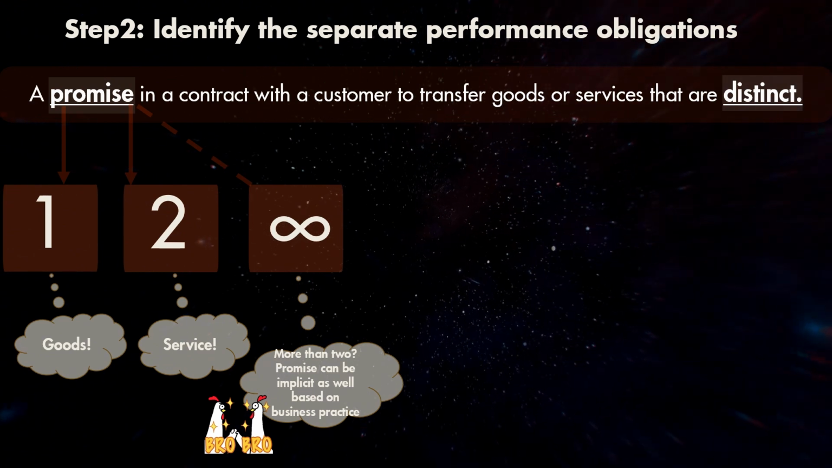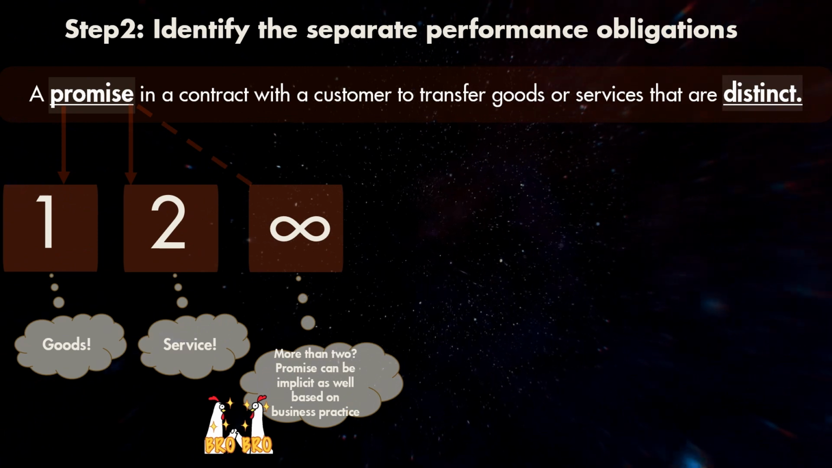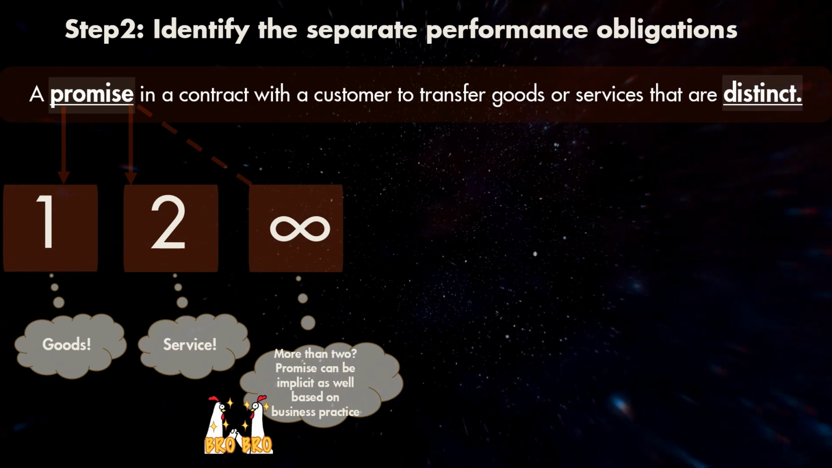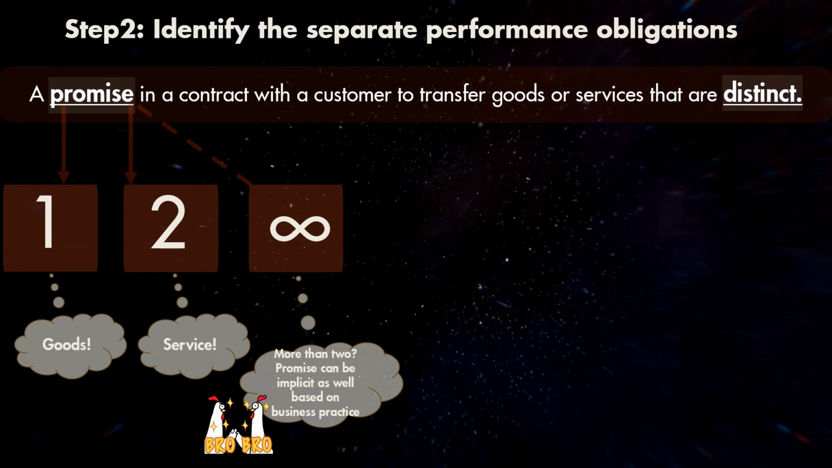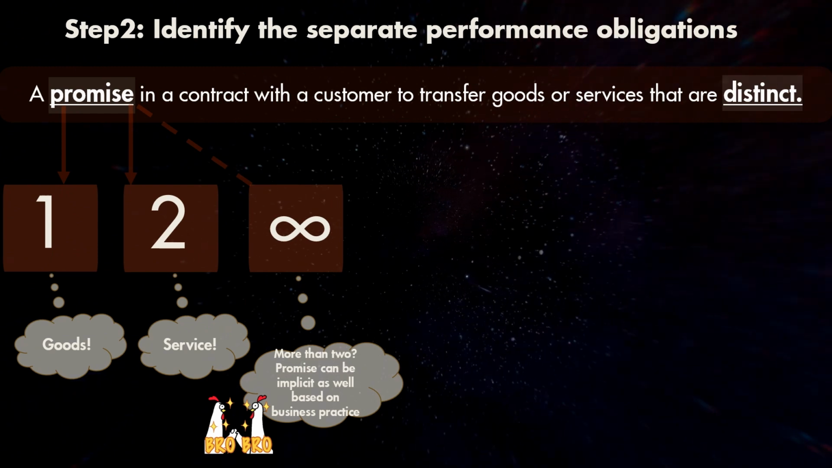Please note that the performance obligation can be implied or implicit as well, based on customary business practices, like warranties that are usual to provide by the seller in some situations in some markets.